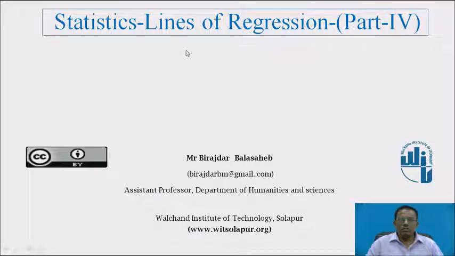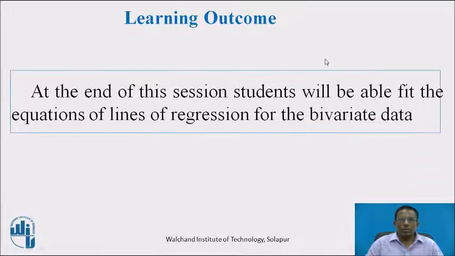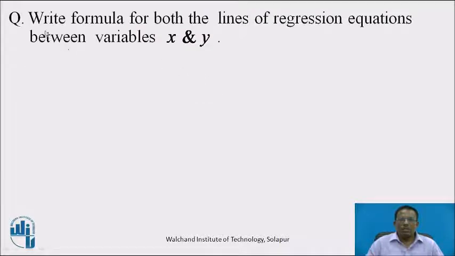In this video lecture, we will discuss lines of regression, part 4. Learning outcome: at the end of this session, students will be able to fit the equations of lines of regression for bivariate data. Let us pause the video for a while and write the answer to the question. The question is: write the formula for both the lines of regression equations between variables x and y. Come back. I hope you have written the answer to this question.